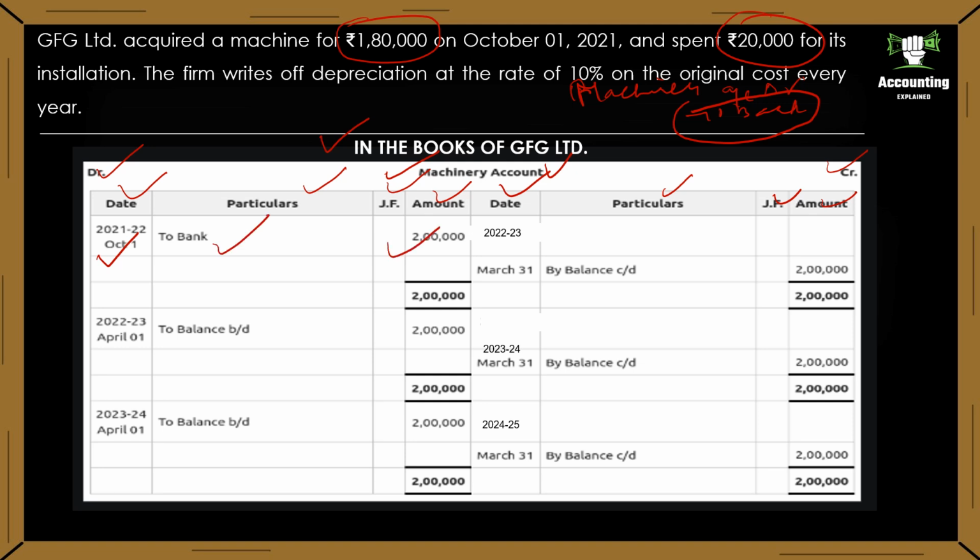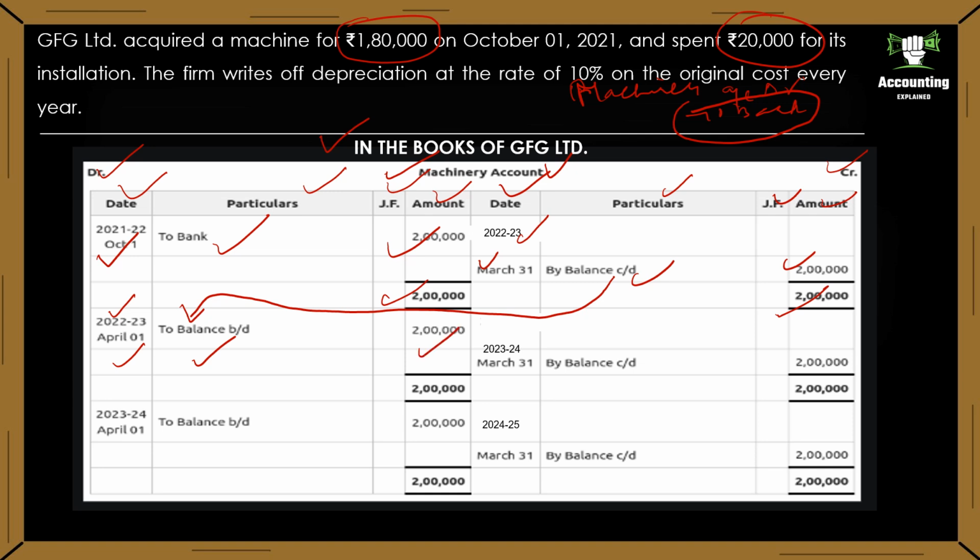No other purchase or sale is there during the course of the year. So we are going to take 2 lakhs total on both the sides because debit side total is more. On the credit side we are going to write on March 31, 22-23 by balance carried down 2 lakhs. This balance has to be brought forward to the next year 22-23, April 1, to balance brought down 2 lakhs.